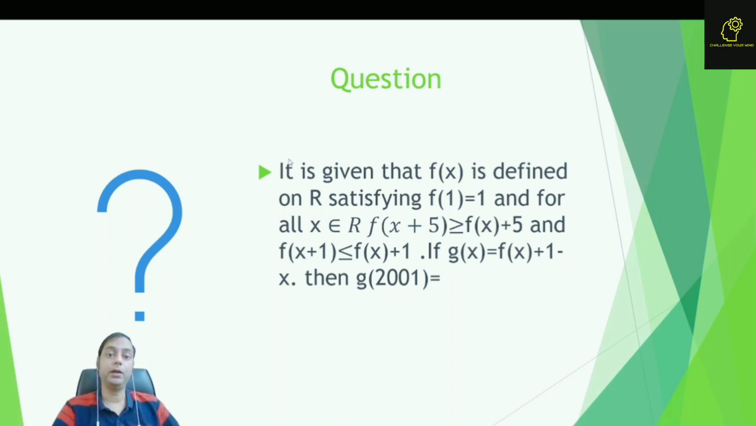The question is: it is given that f(x) is defined on R, satisfying f(1) = 1, and for all x belongs to R, f(x+5) is greater than or equal to f(x) + 5, and f(x+1) is less than or equal to f(x) + 1. If g(x) = f(x) + 1 - x, we need to calculate the value of g(2001). Now, I am going to present the solution of this problem.